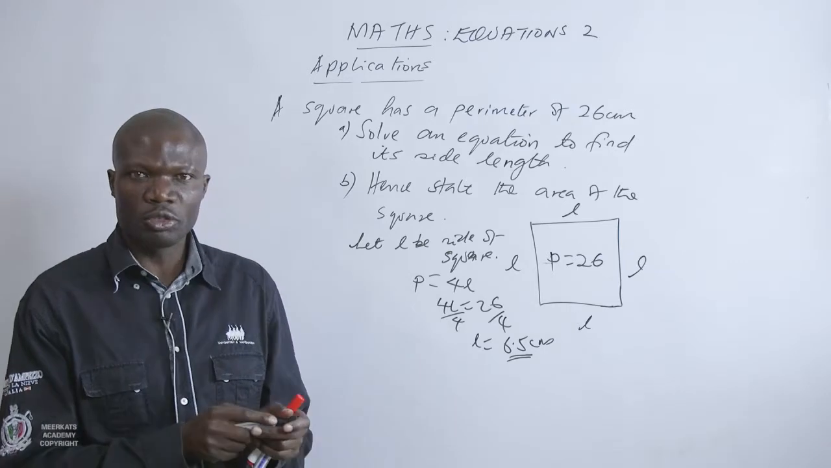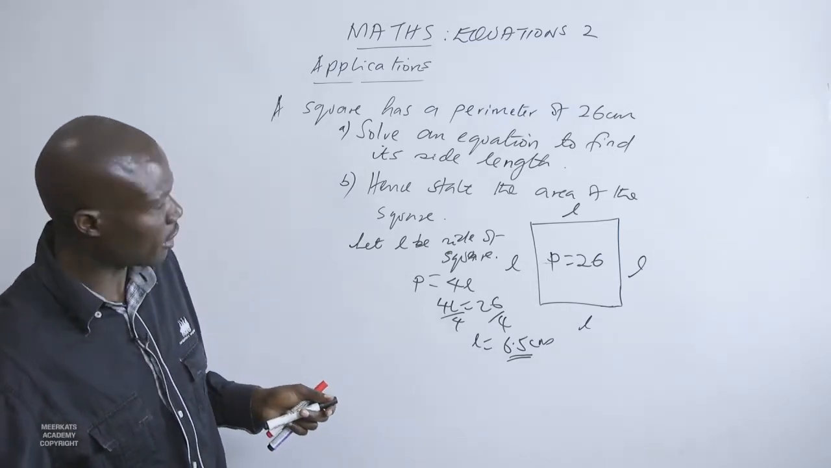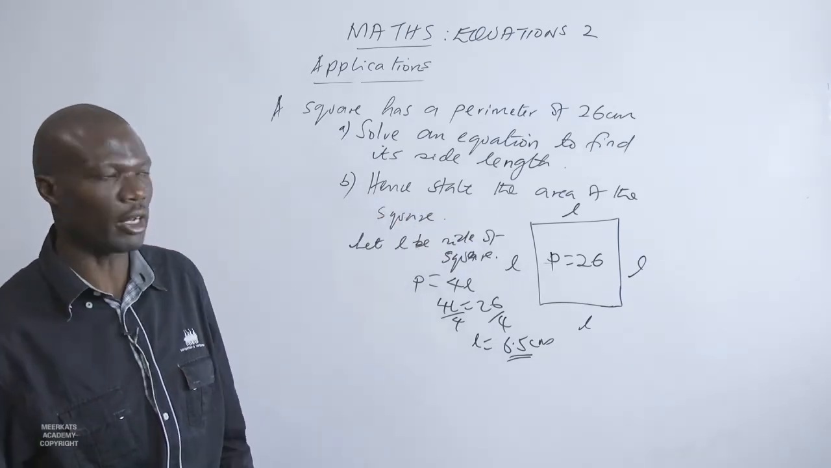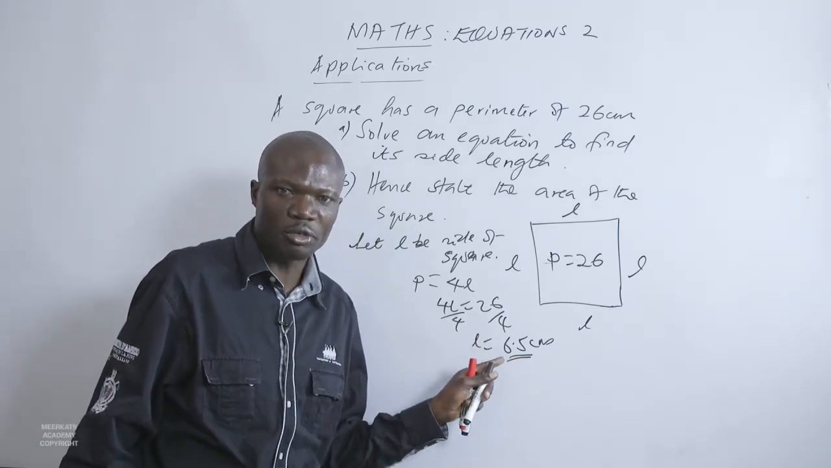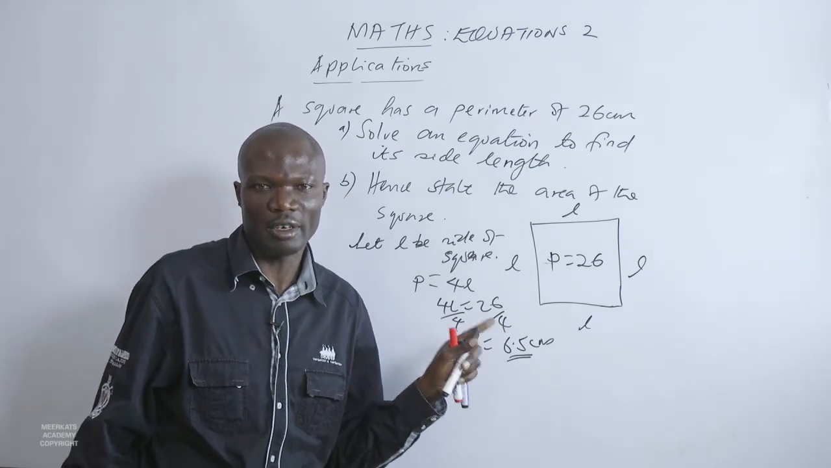So let us move to the second question. Hence, state the area of this square. Remember, we have found that the side of the square is 6.5. So what is its area?